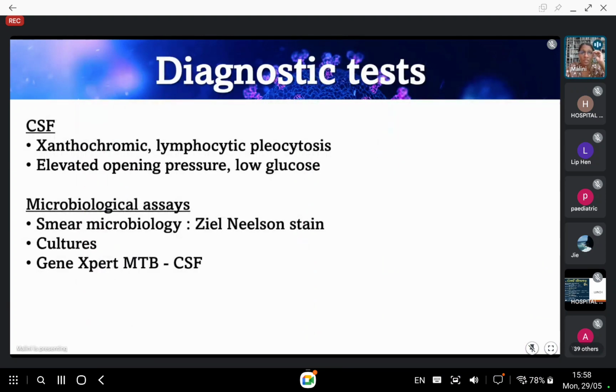So what are the diagnostic tests? CSF examination, of course: xanthochromic with lymphocytic pleocytosis, elevated opening pressure, low glucose, a very, very high protein. And then your direct smear with Ziehl-Neelsen might or might not yield anything, but we should do cultures, and we can do a GeneXpert of the CSF.